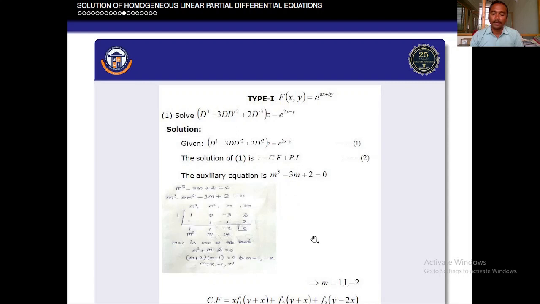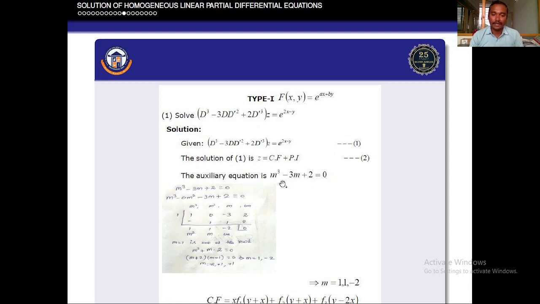So this is type 1 problem. In this case, the right side function will be an exponential function, in the form of e power ax plus by. See the problem. Solve d cube minus 3d d dash square plus 2d dash cube into z equal to e power 2x minus y. First write the given equation. The solution of equation 1 is complementary function plus particular integral, because there is some right side function, some right side value.